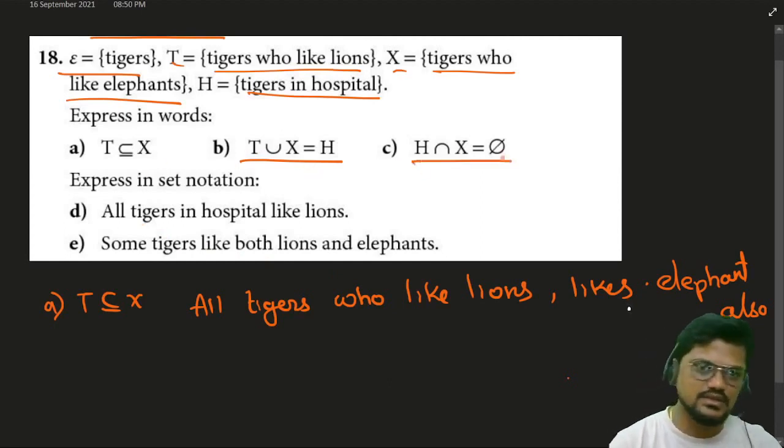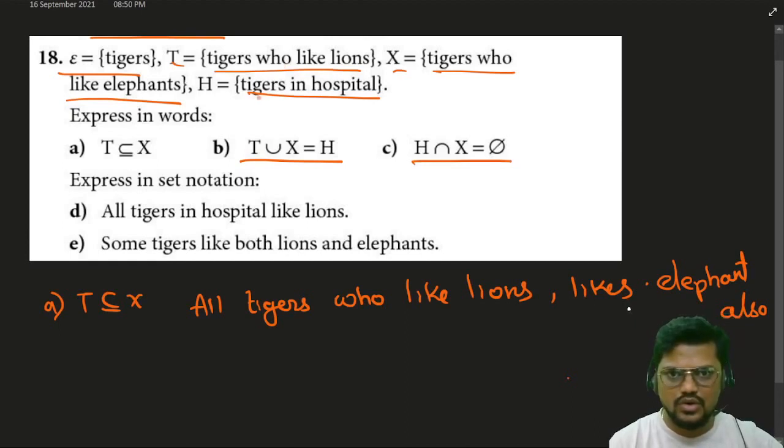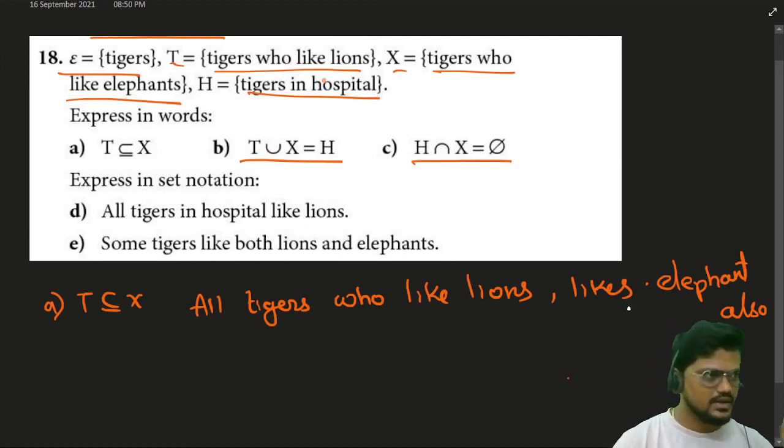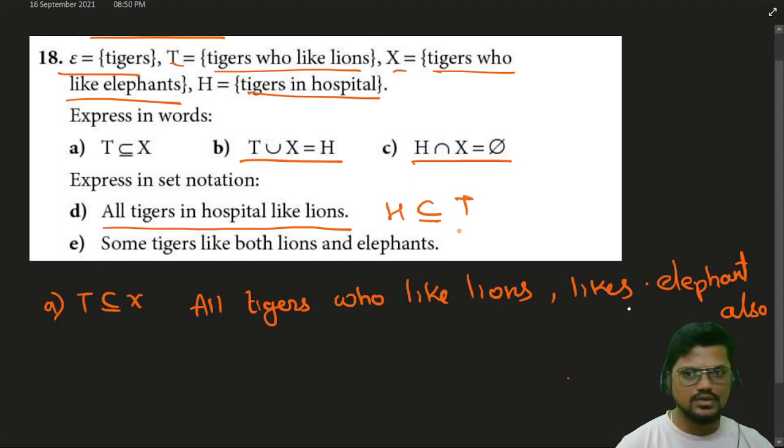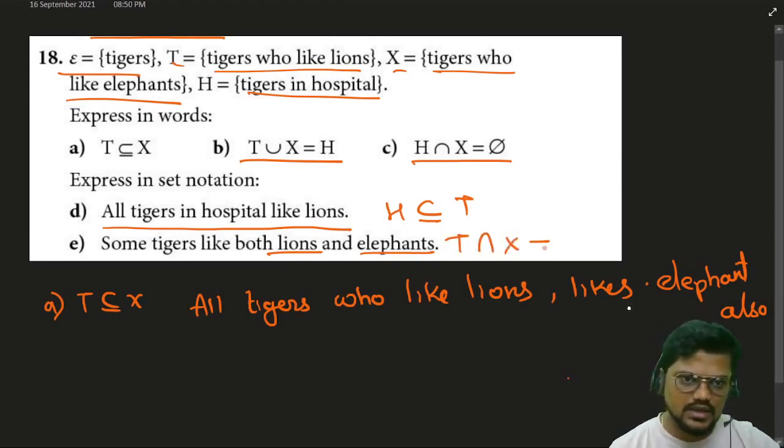Now H intersection X is an empty set. Tigers in hospital and tigers who like elephants. No tiger is in hospital who likes elephants. Or you can write, no tiger who likes elephants is in hospital. Getting it? Next, some tigers like both lions and elephants. That means for lions and elephants, T intersection X is not an empty set.